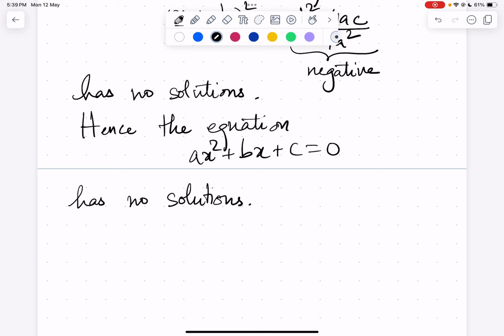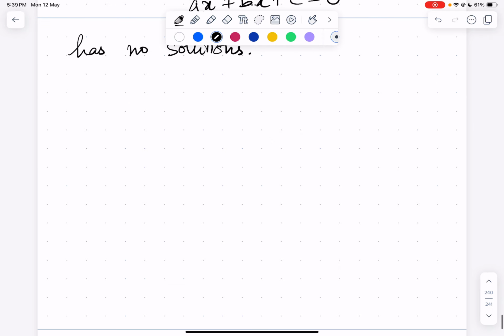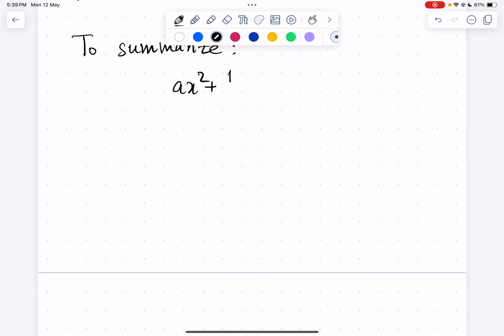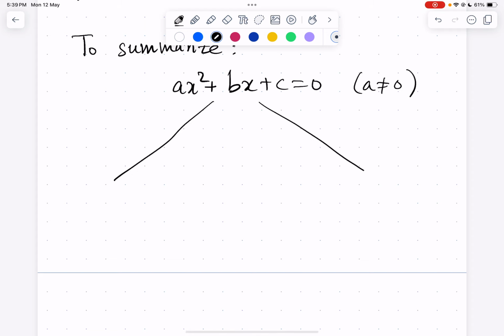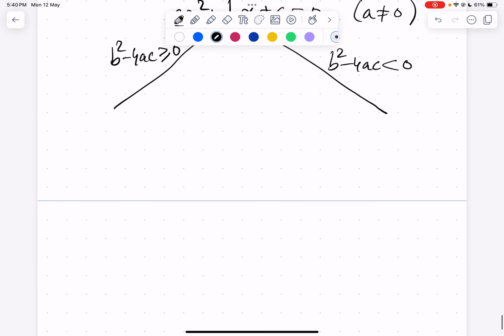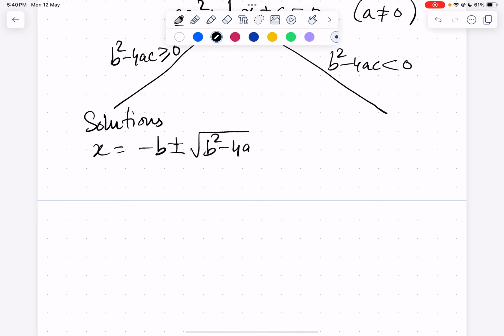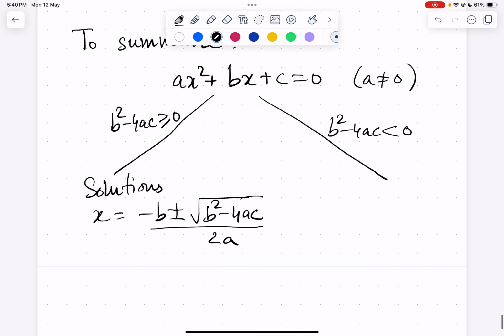Okay, so to summarize, this is what we got. We have this equation ax squared plus bx plus c equals 0, where a is non-zero. Here you have two cases: b square minus 4ac is greater than or equal to 0, or b square minus 4ac is less than 0. When b square minus 4ac is greater than or equal to 0, the solutions are x equals minus b plus or minus root b square minus 4ac by 2a, and when b square minus 4ac is less than 0, the quadratic equation has no solutions.